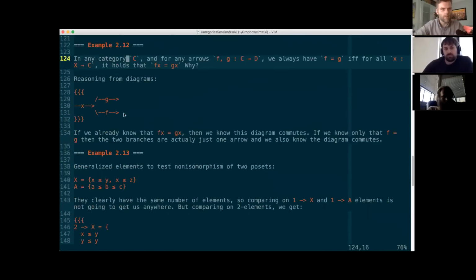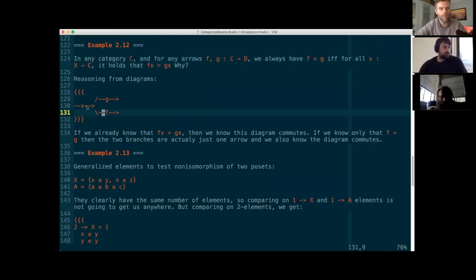Then take example 2.12. In any category C and for any arrows f and g from C to D, we always have f equals g if for all generalized elements x of type X to C, it holds that f composed with x is g composed with x. Why? It's easy to reason about this using a diagram. If we have two arrows f and g like that, and then we have a generalized element, which is an arrow x that goes into the domain of both g and f.